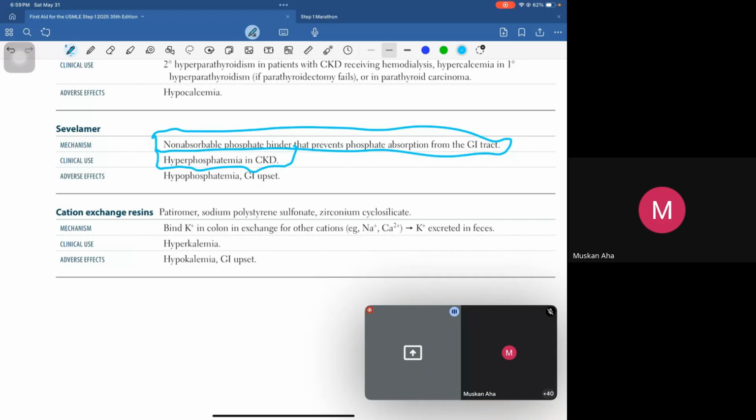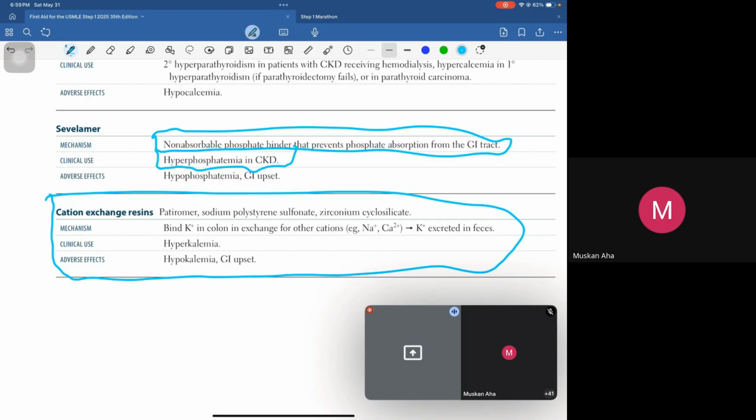Similarly, in the same way, we have cation exchange resins as well. So what are these cation exchange resins? These cation exchange resins are patiromer, sodium polystyrene sulfonate, and sodium zirconium cyclosilicate. They are going to bind potassium in the colon, right? And the potassium is going to be excreted in the feces. And we use this whenever we have hyperkalemia, right?